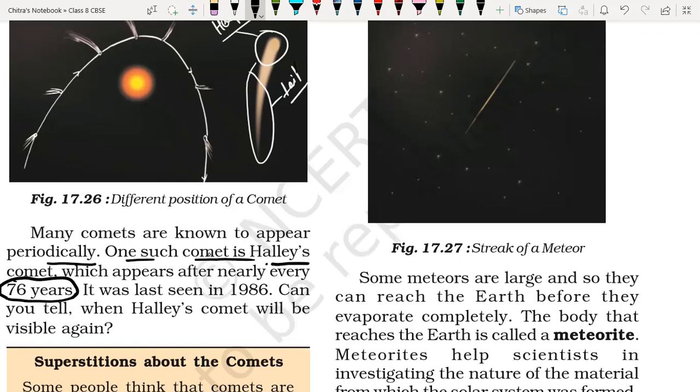It was last seen in 1986. Do remember that particular time. After that you add 76, and after that time you will be able to see it. So 6 plus 6 is 12, 8 and 8 is 16, and it is 2062 when you will be able to see that comet again. Okay, everyone? Yes, sir. Can you tell when Halley's comet will be visible again? In 2062 it will be visible again. You just have to add 76 years to 1986, so the answer will be 2062.